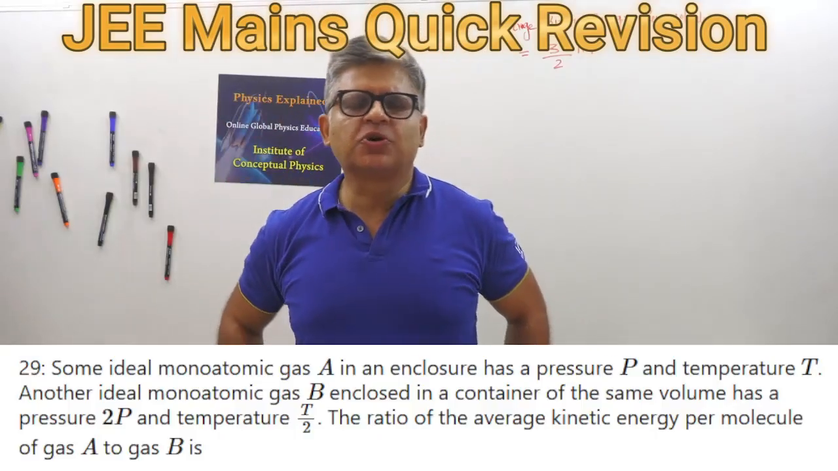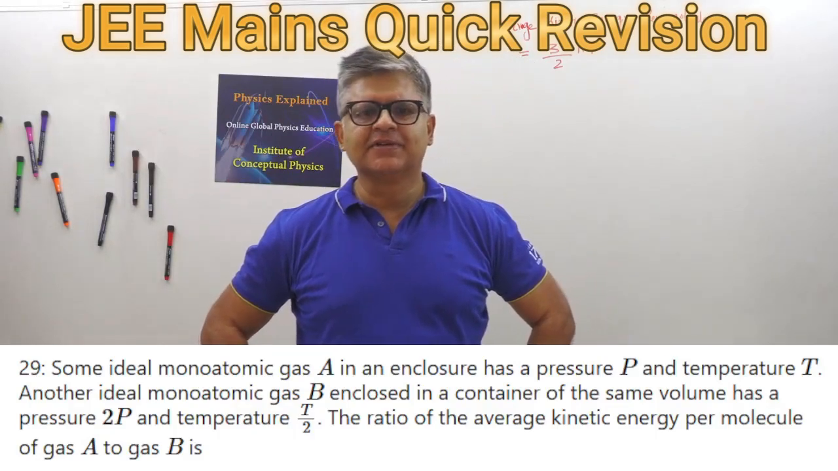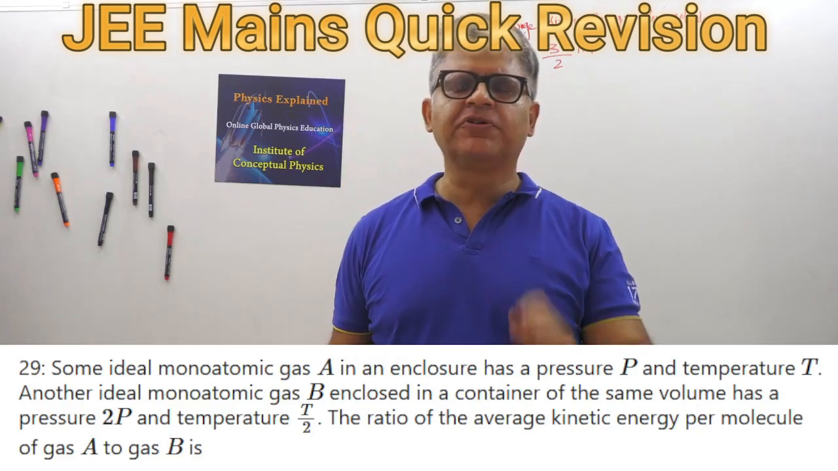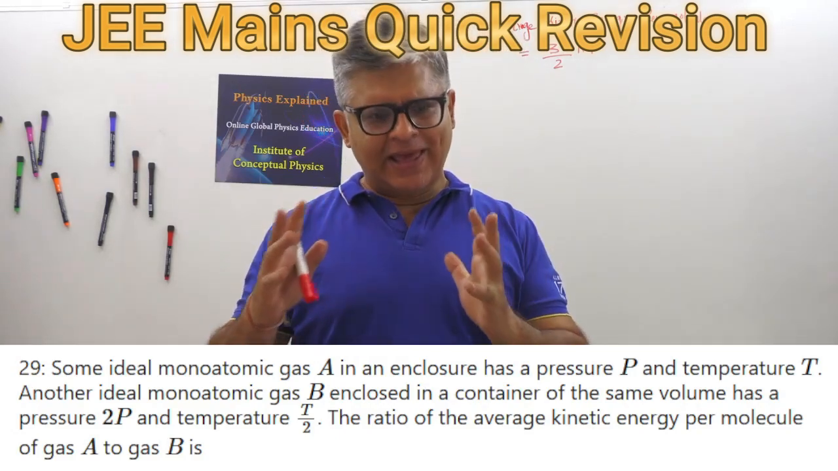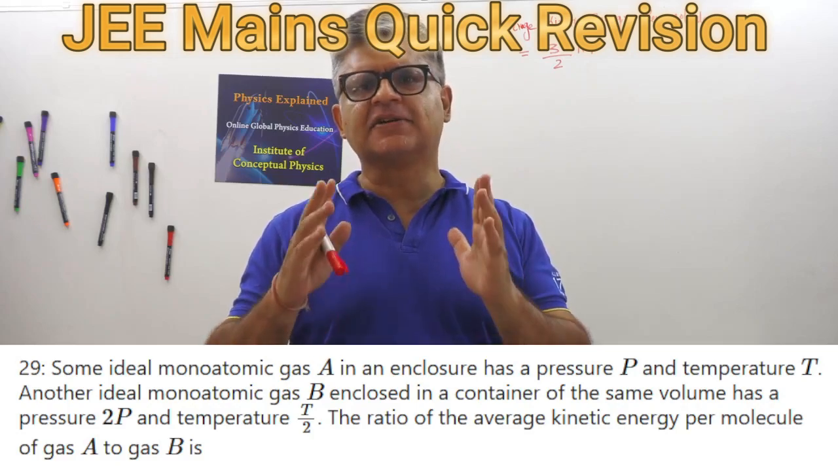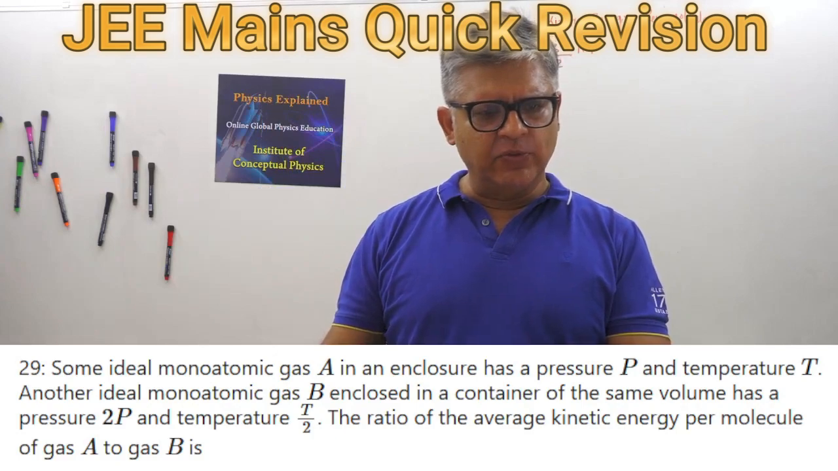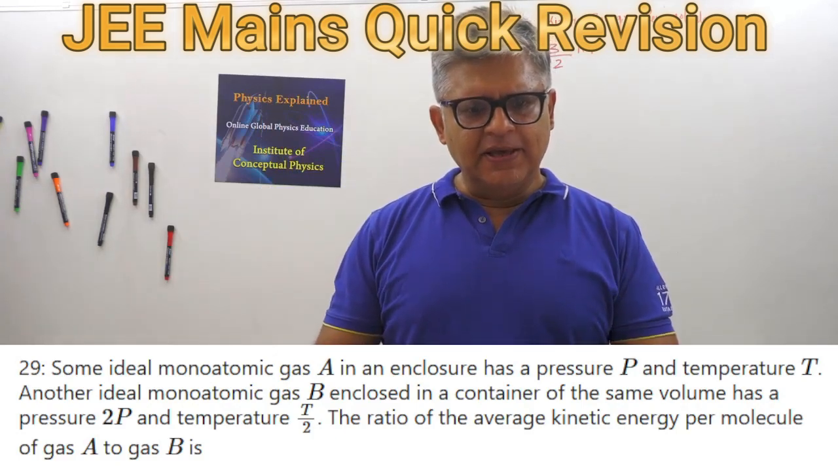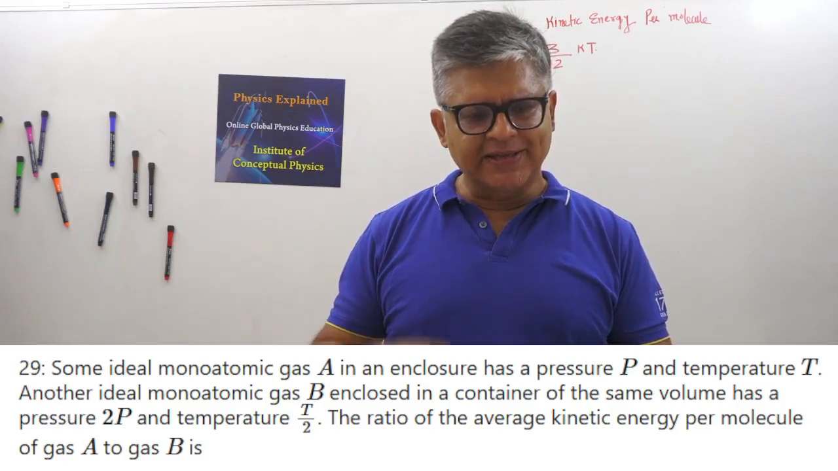All right, students. So this question is again from the topic of kinetic theory of gases. Quick revision for JEE Mains for you. Now read the question. You have a monoatomic gas, and it has a certain pressure and a temperature. There is another container which contains the gas B, and the volume is the same, the pressure is double, and the temperature is T by 2.